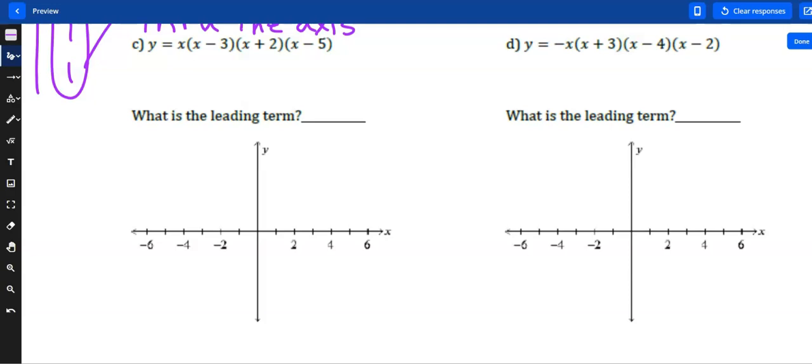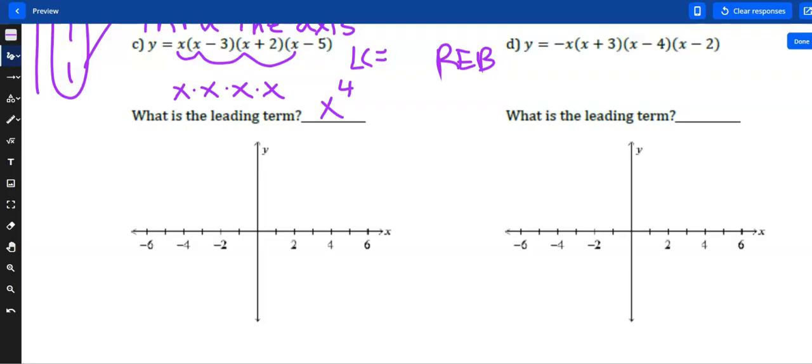Okay, so leading term, x times x times x times x. What do I get when I multiply these things together? I get 1x to the 4th. Right-hand behavior, leading coefficient equals +1, so right-hand behavior is up. And left-hand behavior, my degree is even, right? 4 is an even number, so my left is the same as the right. Hold on to that fact.